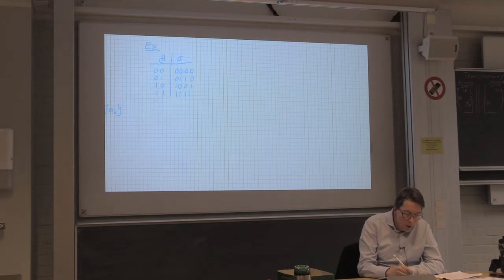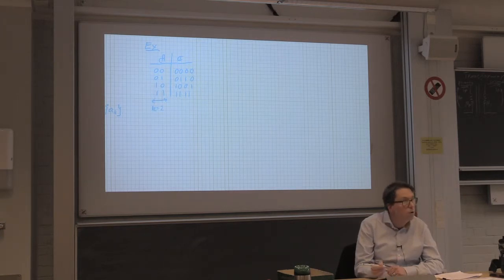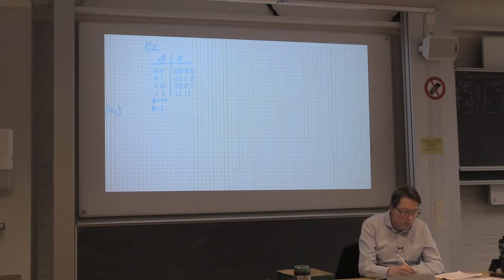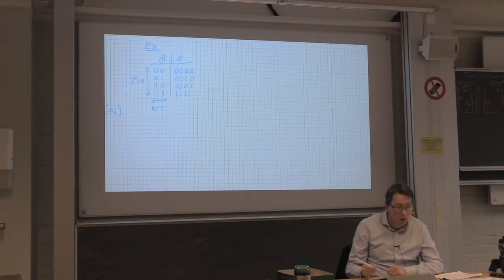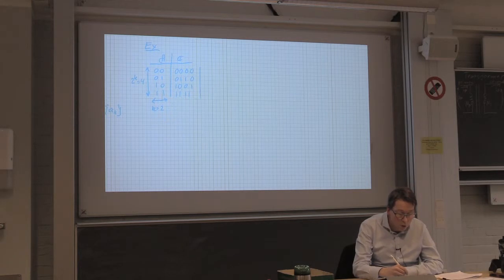So the number of input bits here is k equals 2 in this case. The number of possible inputs is 2 to the k, 4 in this case. And therefore the number of code words out is also 2 to the k equals 4. However, the number of output bits here is not specified by the input. It's a design choice, and here we have selected that to be 4.